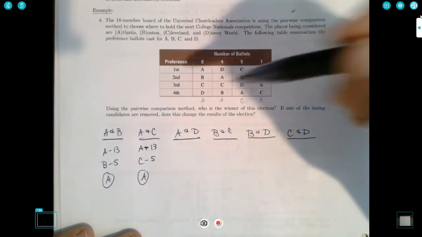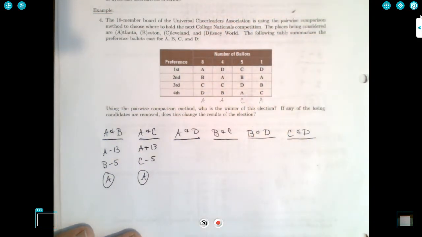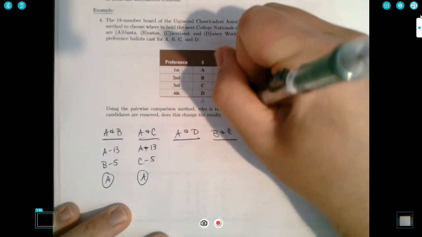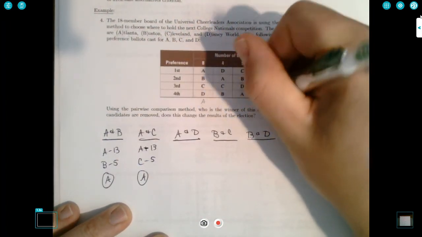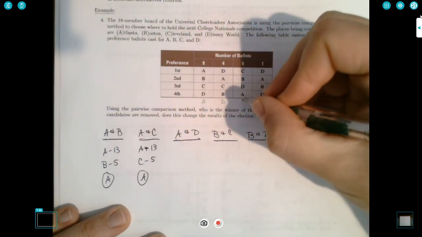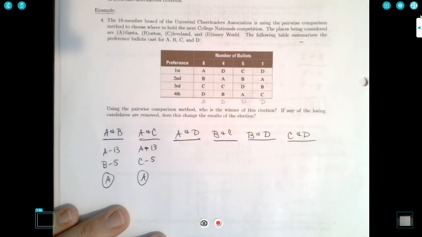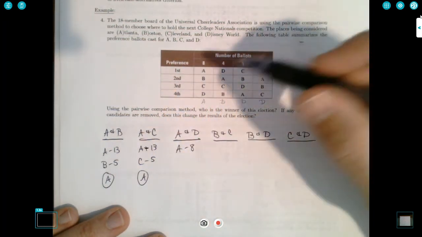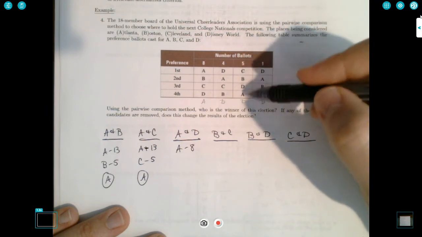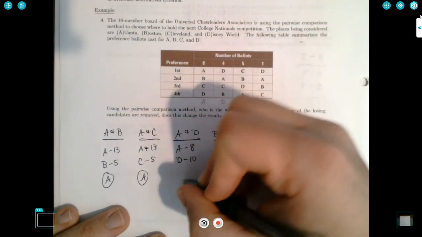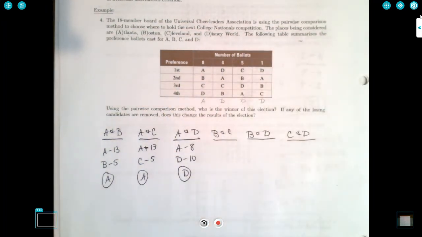What if we compare A and D? A wins, D wins. D wins here, D wins, and D wins. So A gets 8 votes, and D gets 4 plus 5 is 9, plus 1 is 10. So D gets 10 votes. So D would win in that head-to-head race. Okay.